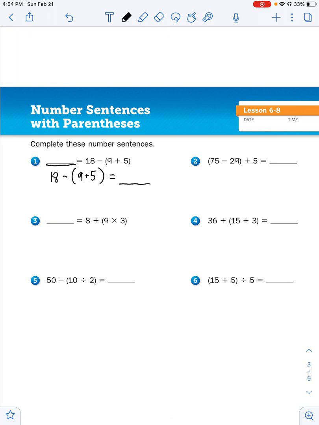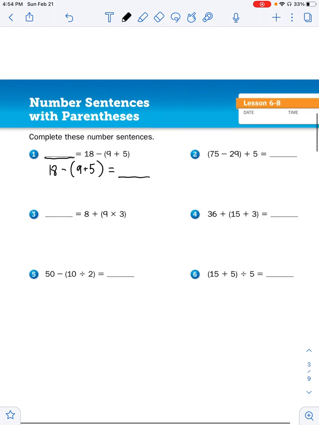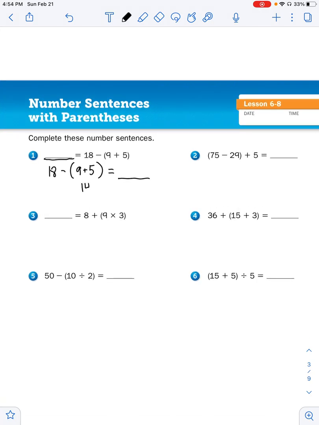So remember, parentheses, I have to do what is inside first. So I have to do this 9 plus 5 first. 9 plus 5 is 14, okay? And then I can do the rest of my problem after that. So I'm just going to bring the 18 down so I can see it straight across in a row. So now I can finish this. 18 minus 14 is, good, 4. So 4 would be the answer to this number sentence.